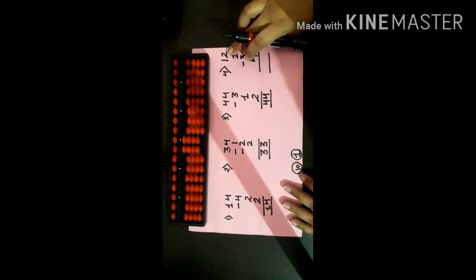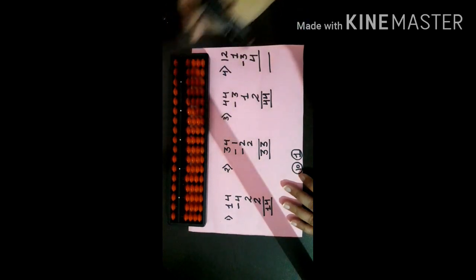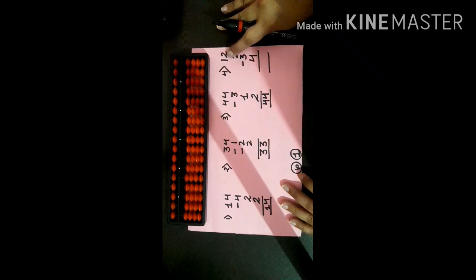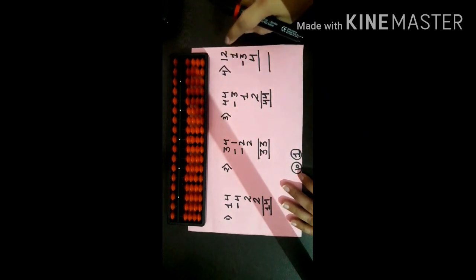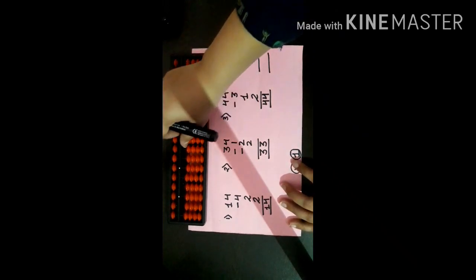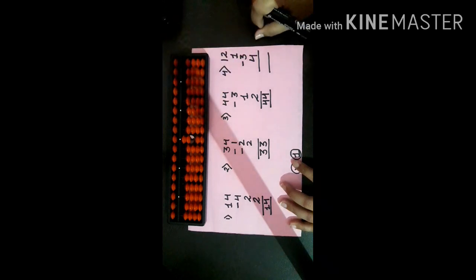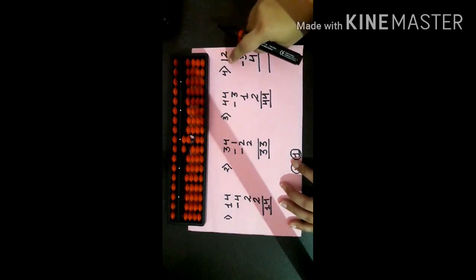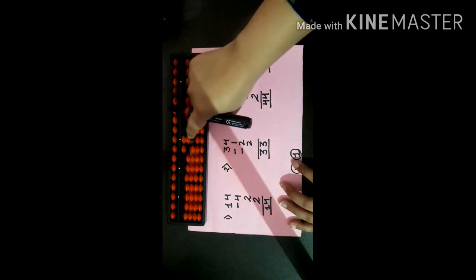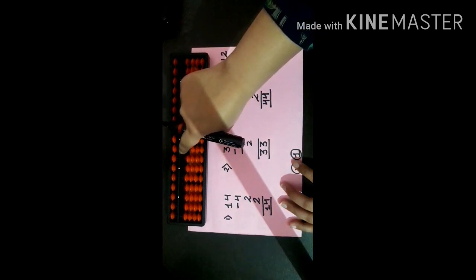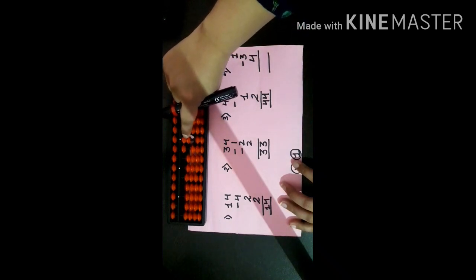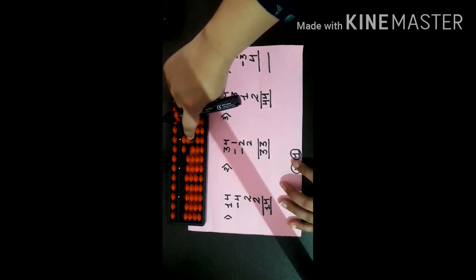Now our next question, 12. Set your abacus again. Lower beads down, upper beads up. Number is 12. The 2 in first rod and 1 in next rod. And you can say 12 means 10 and 2. See, this is the bead 10 and this is the bead 1, 2. So 10 and 2, 12.